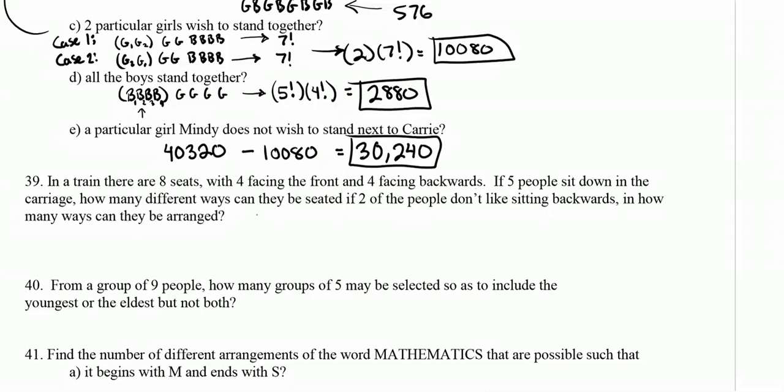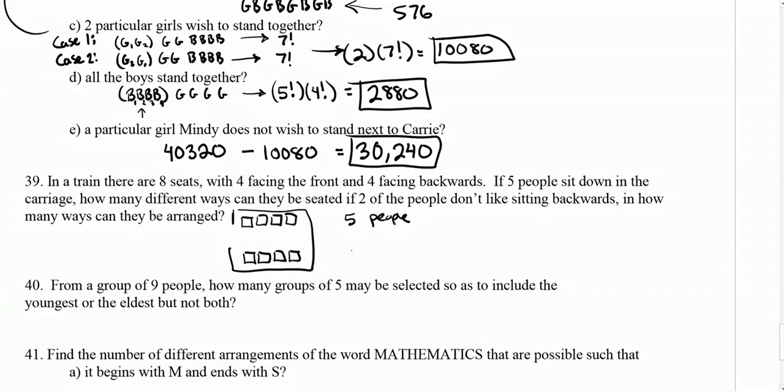So here's the case. We have 4 seats facing 4 seats. So here's seat 1, 2, 3, 4. Let's call those front facing seats. And then 1, 2, 3, 4. And then you're in this carriage here. Maybe here's the door that people would walk in and sit down. And we have 5 people that are going to sit down. And 2 of those 5 don't like sitting backwards. So two of those people are going to sit in those first 4 seats.